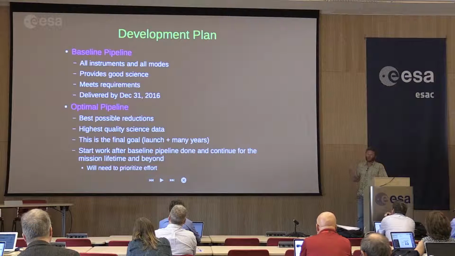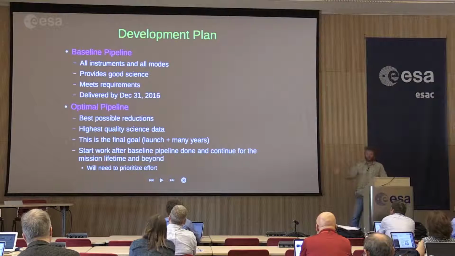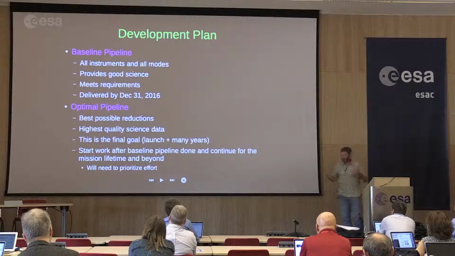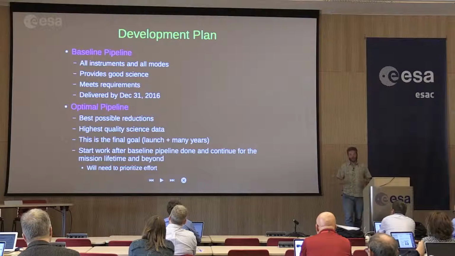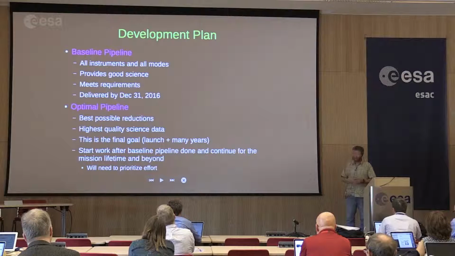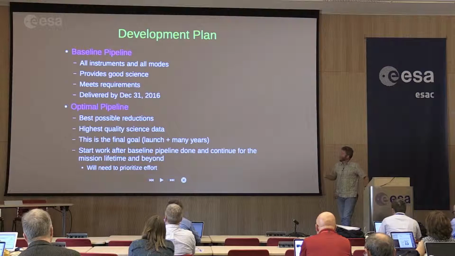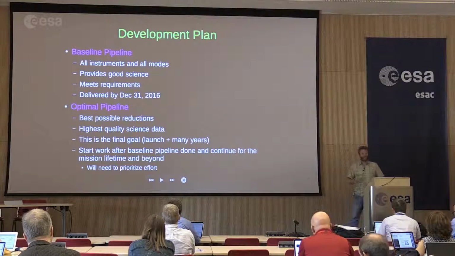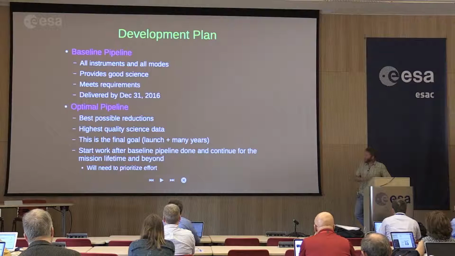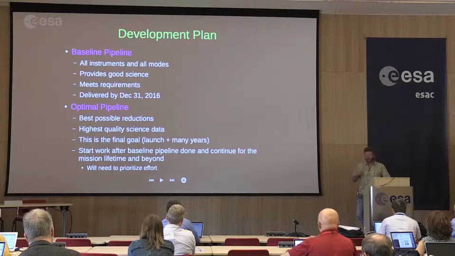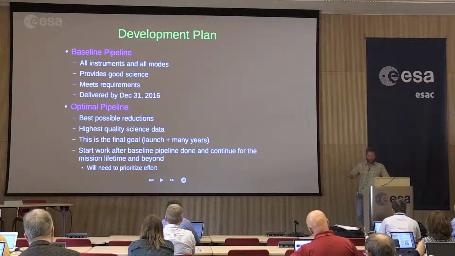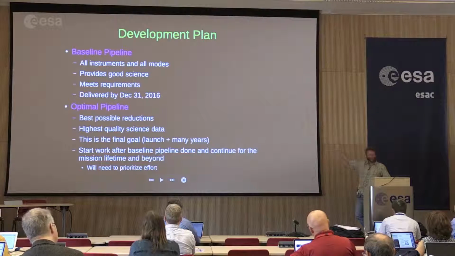Right? So the code is being delivered at the end of this year. Now, that's not the best possible reductions. So we're also already starting on what are the algorithms for the optimal pipeline, or maybe you should say the upgraded pipeline or the expanded pipeline. You can pick your word that makes sense to you. And these would be the best possible reductions we can do as a community. Highest quality science data, but really the optimal pipeline is something we'll have done after the mission is over. Right? We're going to still work on upgrading the data reduction algorithms all the way through the mission. So this is a target, not an end.